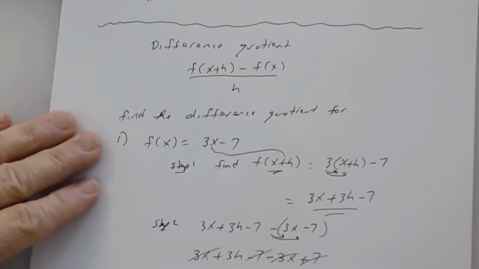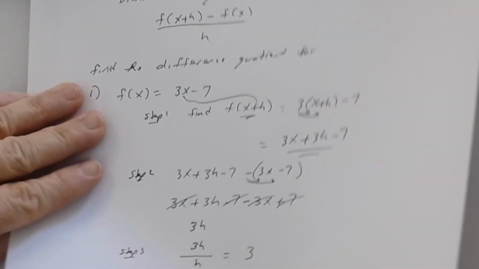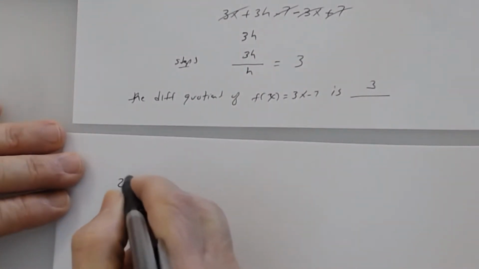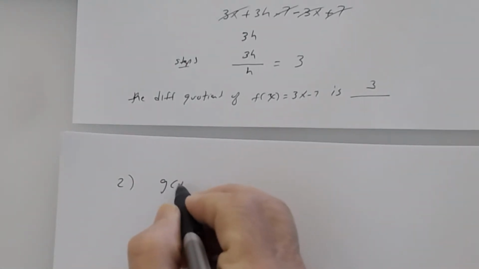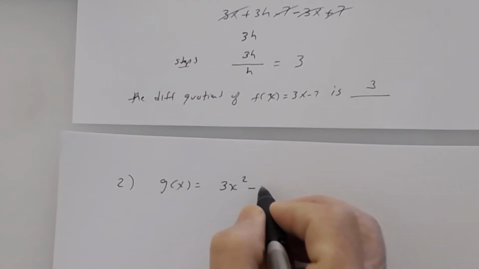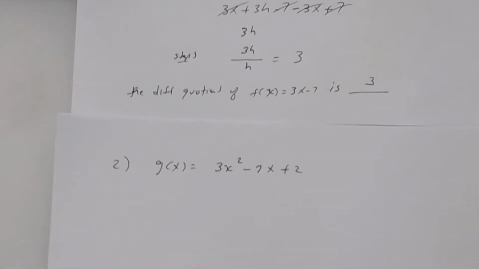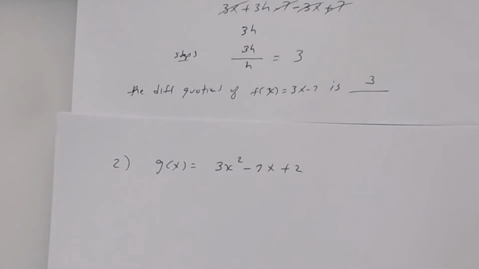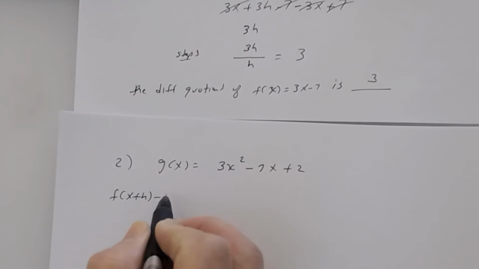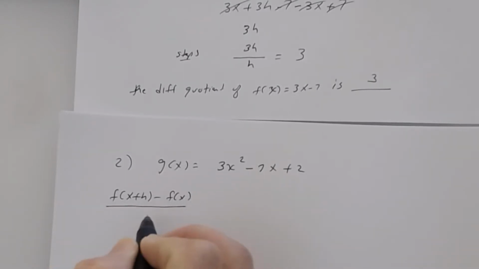All right, let's do one that's a quadratic. That's the one that's going to be the most work. So number 2. Let's suppose that g of x is 3x squared minus 7x plus 2. And directions will say find the difference quotient. Well, first of all, what's the difference quotient formula? f of x plus h minus f of x all over h.